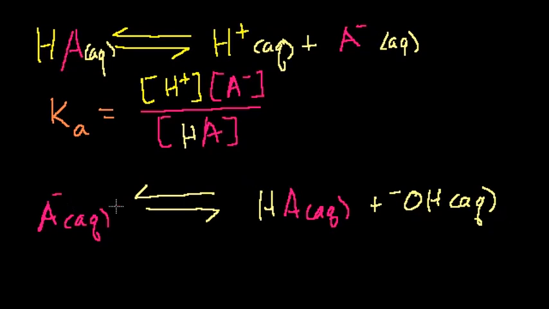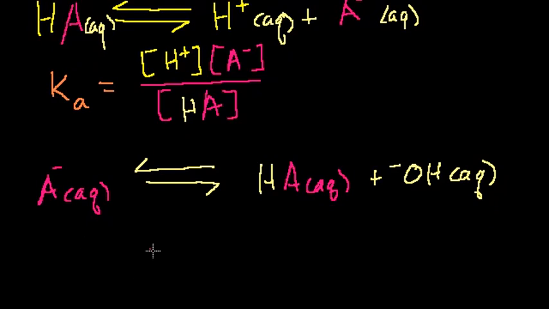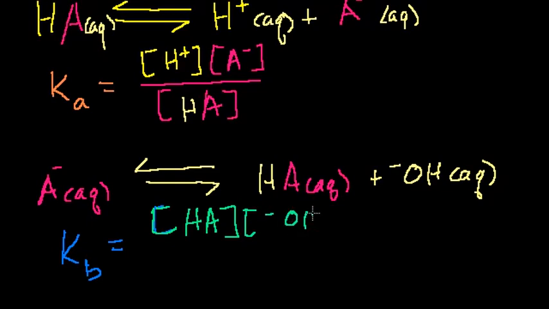Fair enough. I could also write an equilibrium constant for this basic reaction. Let me do it right down here. I'll call that my K sub B, for this is a base equilibrium. And so this is equal to the concentration of the products, HA times the concentration of my hydroxide ions, divided by my concentration of my weak base, A minus.